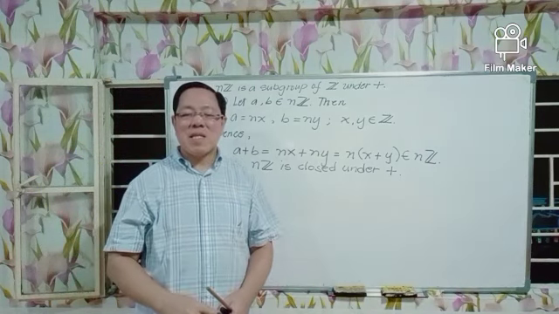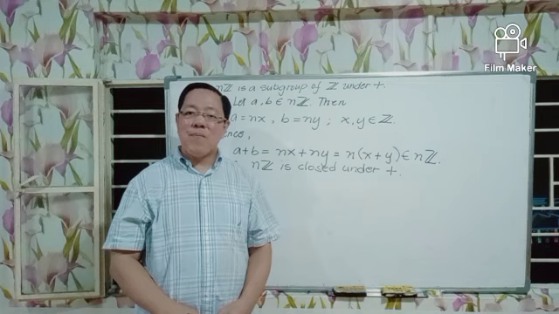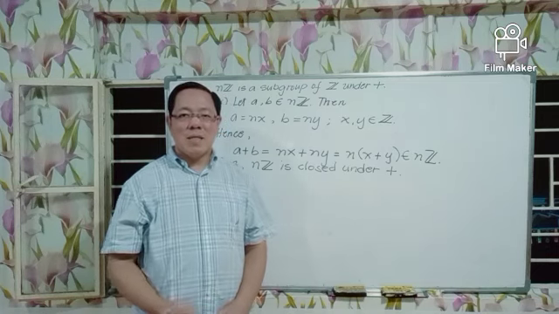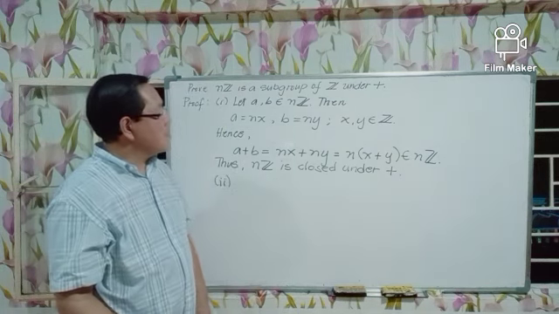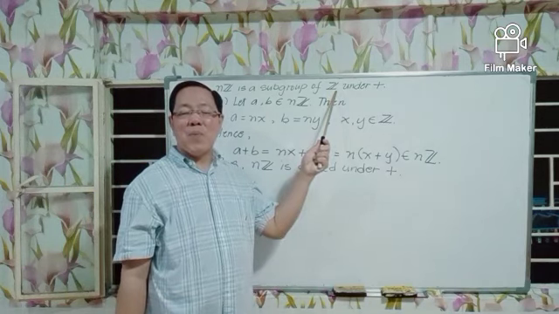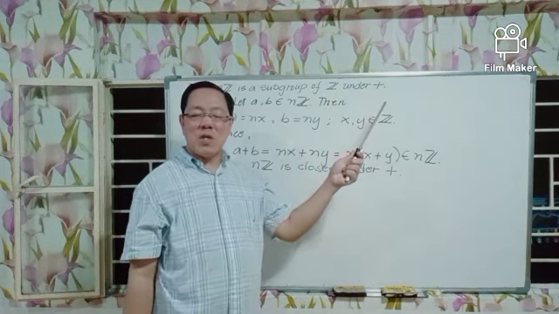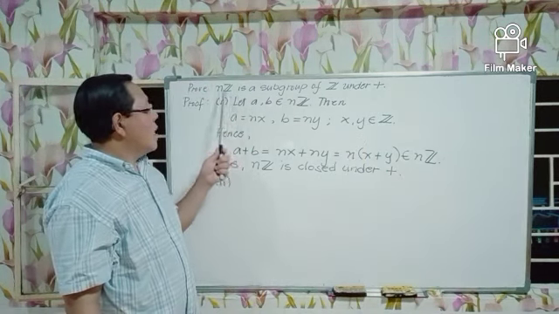The second property of a subgroup is that the identity element of the group must be in the subset of the group. That means the identity element for the group of integers under addition is 0, and we must show that 0 is also contained in NZ.